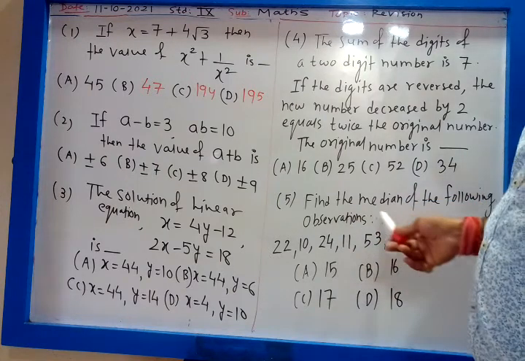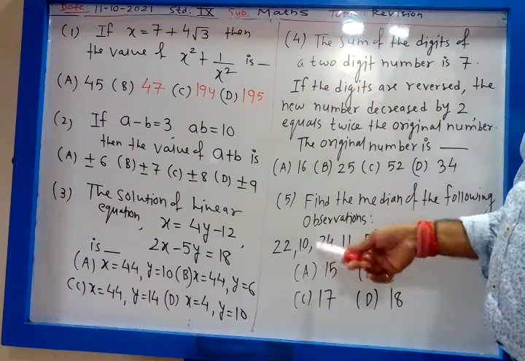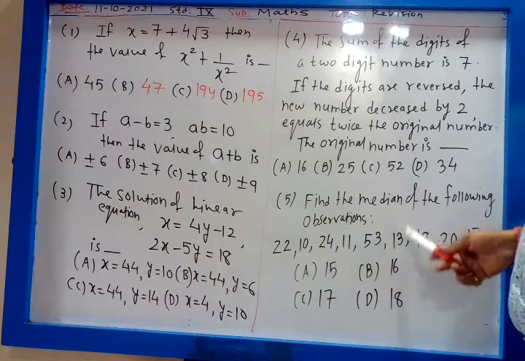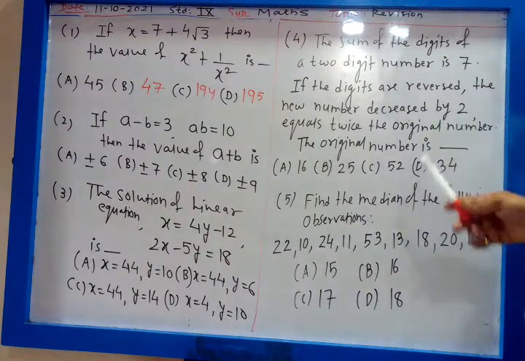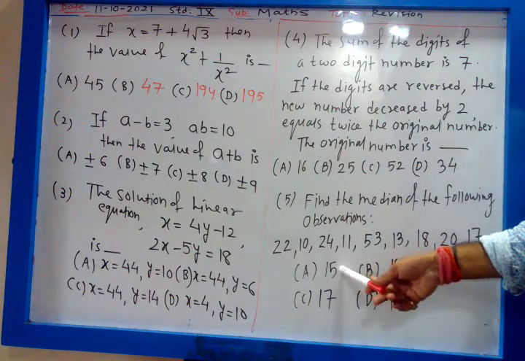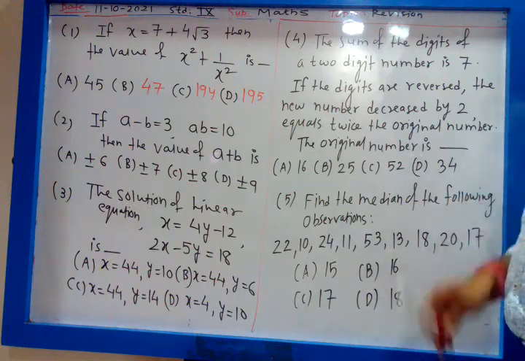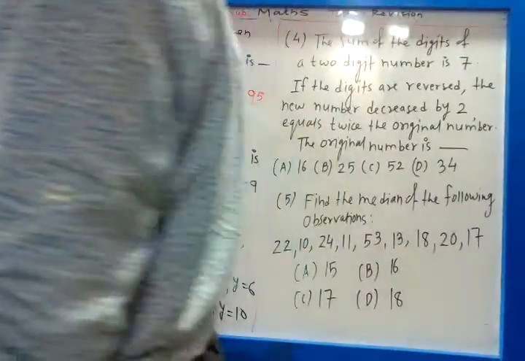Fifth question, find the median of the following observations: 22, 10, 24, 11, 53, 13, 18, 20, 17. Options are 15, 16, 17, 18. So take 5 more minutes.